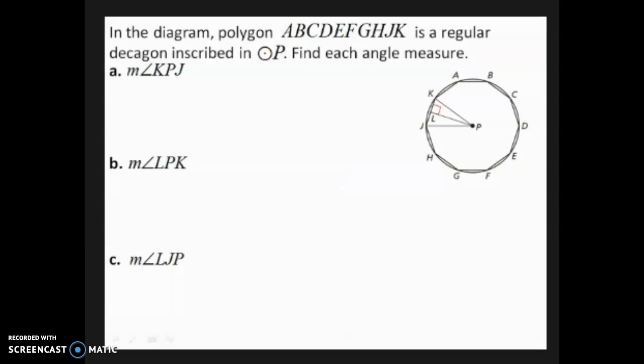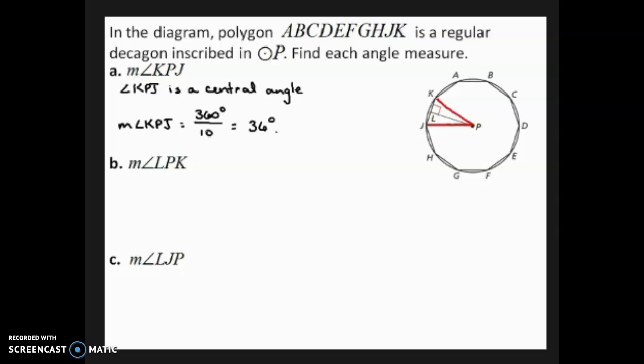In the diagram, polygon ABCDEFGHJK is a regular decagon inscribed in circle P. Find each angle measure. Part A. The measure of angle KPJ. Notice that angle KPJ is a central angle. So the measure of angle KPJ equals 360 degrees divided by 10, which equals 36 degrees.